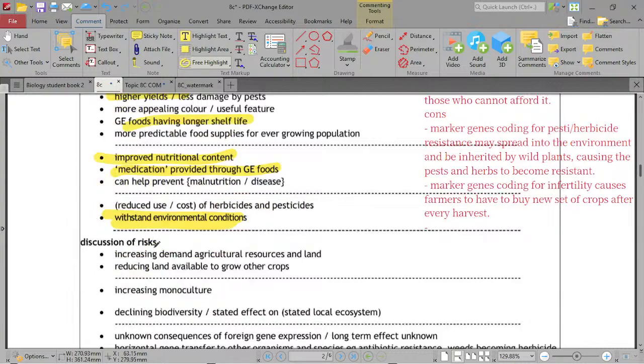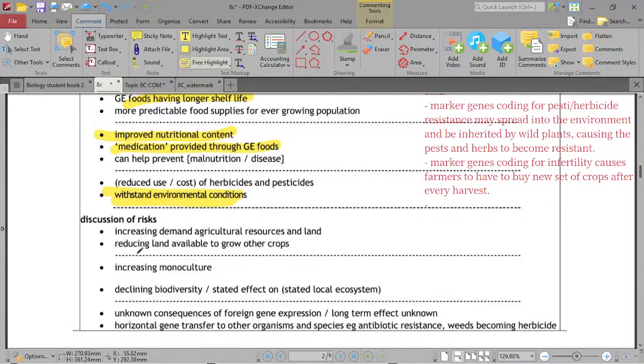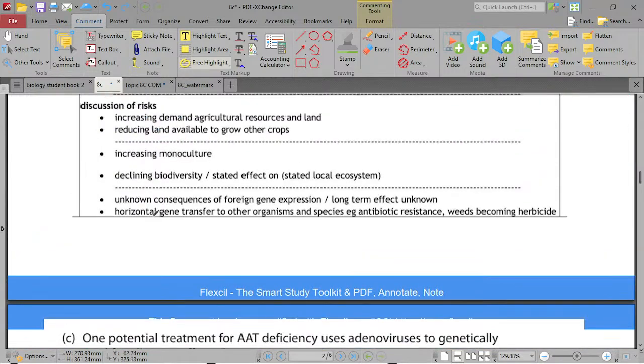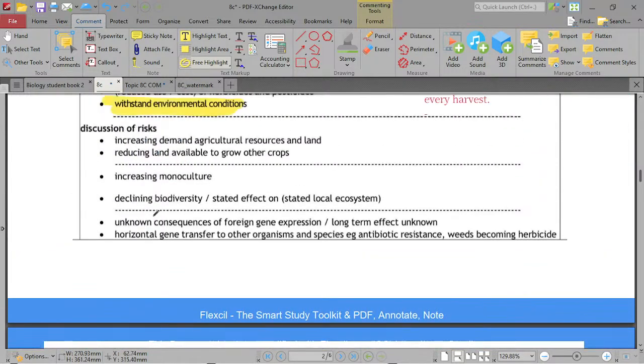Discussion of risks. So, increasing demand for agricultural resources and land. How is that a risk? That would be good for... oh, okay, which reduces land available to grow other crops like biofuels. Okay, I see. Increasing monoculture, declining biodiversity, unstated effect on local ecosystem, unknown consequences of foreign gene expression.